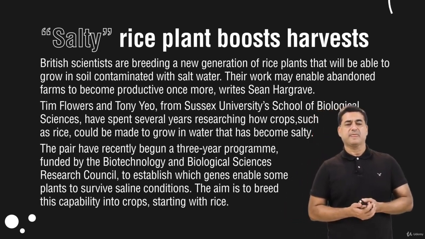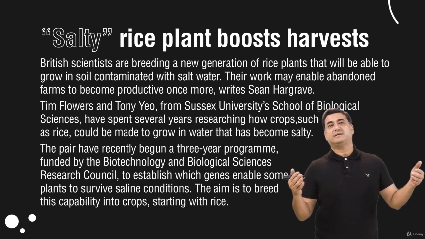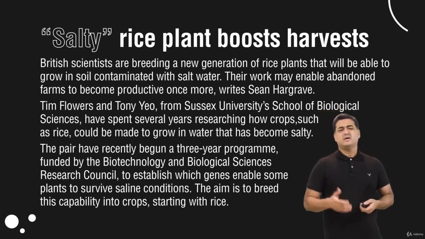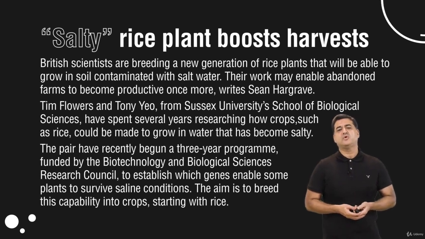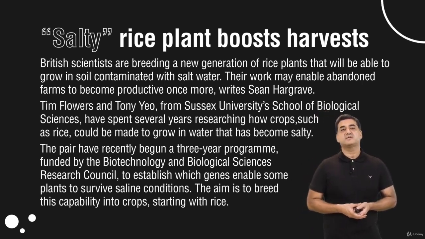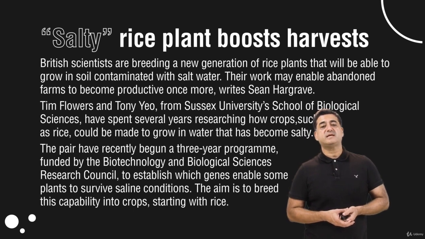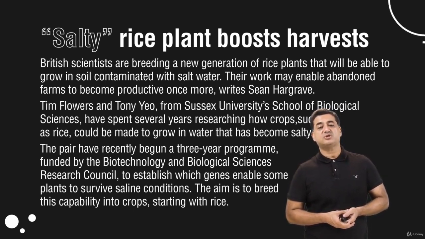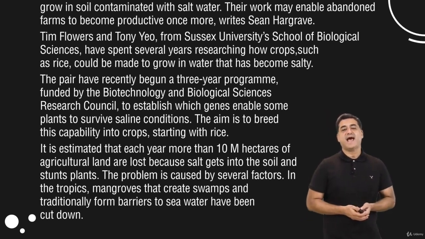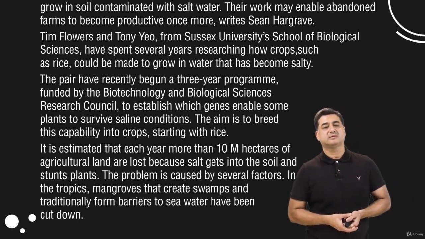Written by Hargrave. So this is an article about research that the scientists are doing to make the farms that have been abandoned because they have become salty, where there are no crops growing, productive again. So let's just do the skimming quickly. Tim Flowers and Tony Yeo from Sussex University School of Biological Sciences have spent several years researching how crops such as rice could be made to grow in water that has become salty. The pair have recently begun a 3-year program to establish which genes enable some plants to survive saline conditions. It is estimated that each year more than 10 million hectares of agricultural land are lost because salt gets into the soil and stunts the plant.